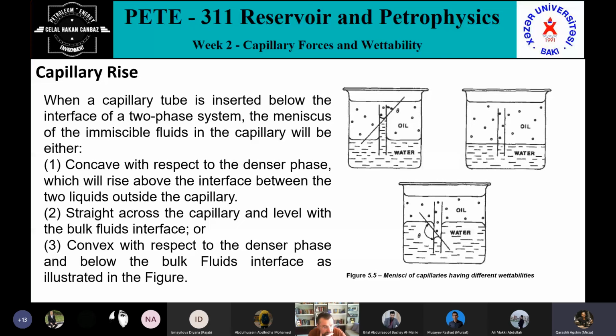As Abdul Hussein said, the first one is water wet and the third one is oil wet. Because if the contact angle between two immiscible fluids is less than 90 degrees, it's water wet, and if it's greater than 90 degrees, it's oil wet. What about the second one? It's fully neutral. Both fluids have the same wettability.